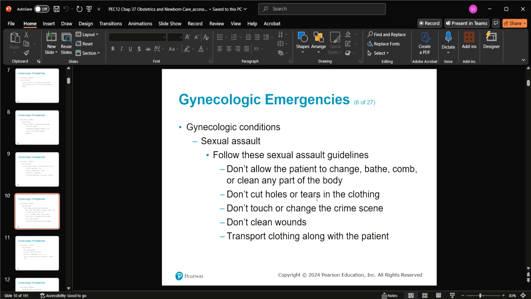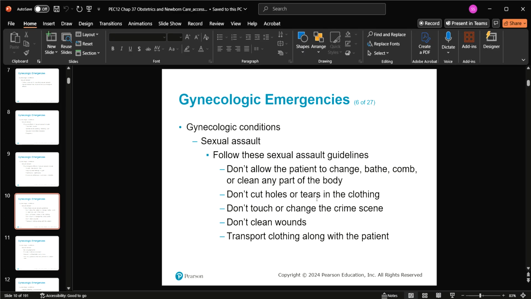It says you cannot force your patient to do anything or not to do anything, but you need to strongly recommend that they don't change, bathe, comb, or clean any part of the body, because that can remove evidence that can be used to prosecute the perpetrator. These are especially important for the SANE, the sexual assault nurse examiner, as they gather all that evidence.